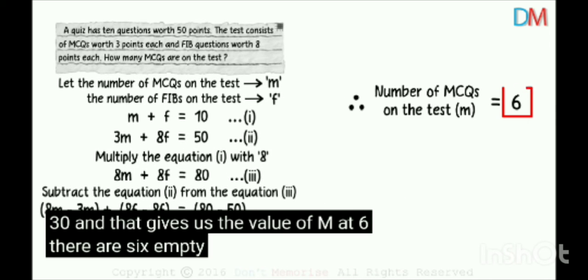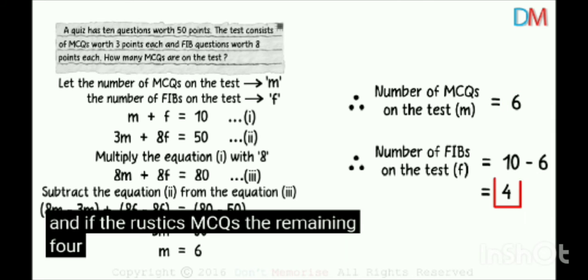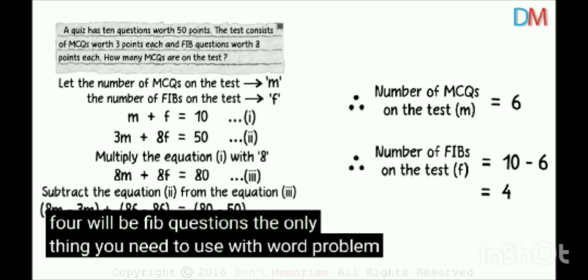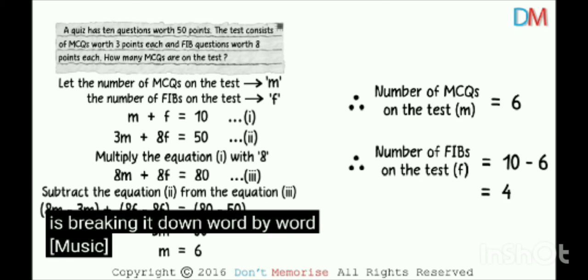There are 6 MCQs on the test. And if there are 6 MCQs, the remaining 4 will be FIB questions. The only trick you need to use with a word problem is breaking it down word by word.